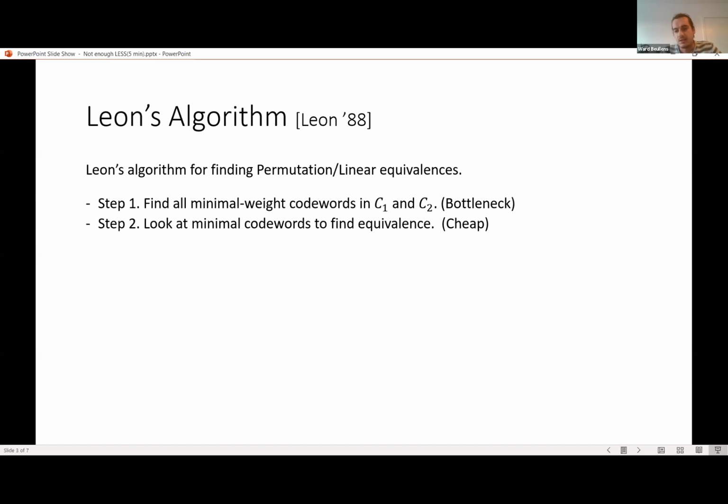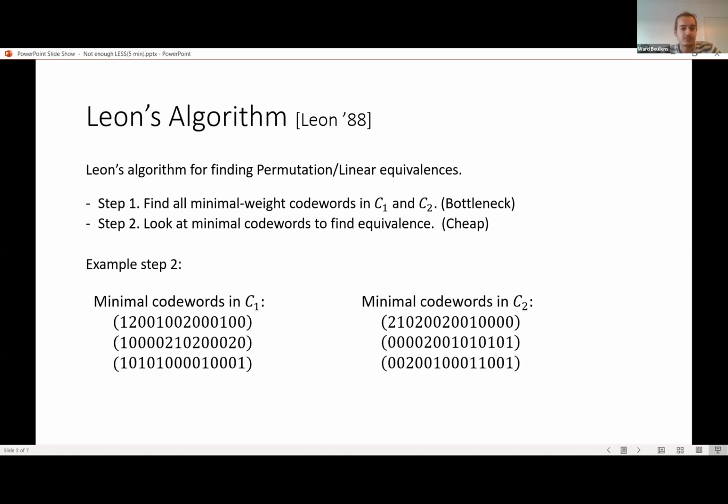And this has two steps. The first step is to compute all the minimal weight code words in our two codes. And this is the expensive step. And the second step is, once you have those two sets, then to recover the permutation itself. So I'm going to give a little example. So suppose that these are the minimal code words in C1 and C2.